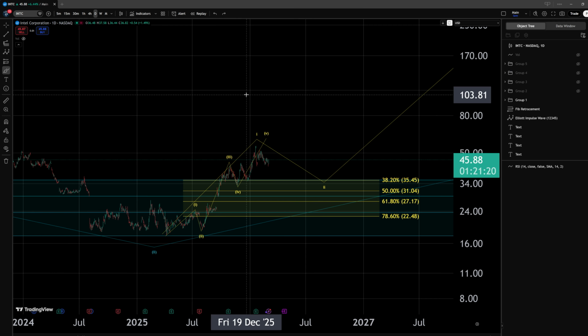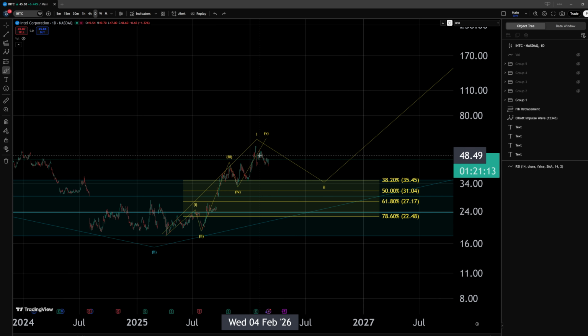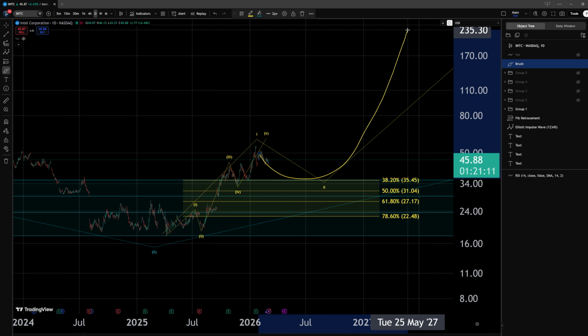Now, within this structure, we would expect to reach at least the $35.5 level before creating the reversal to the upside in a wave 3. We expect that, but I do not provide a guarantee that it will happen.